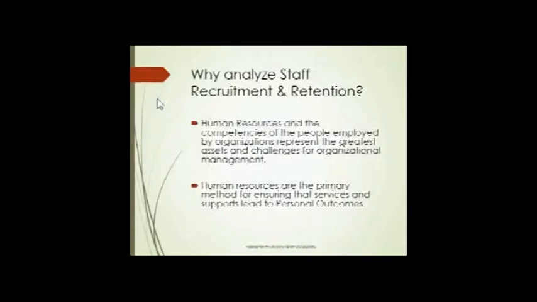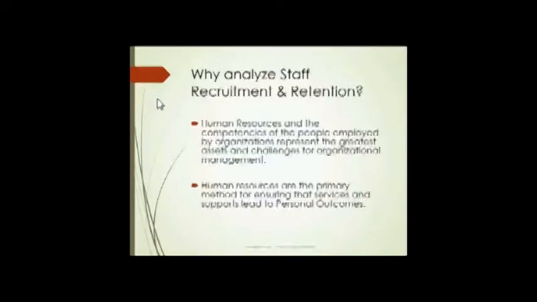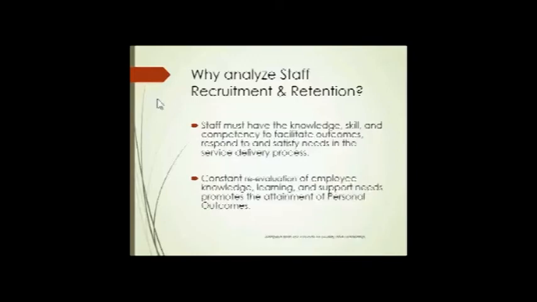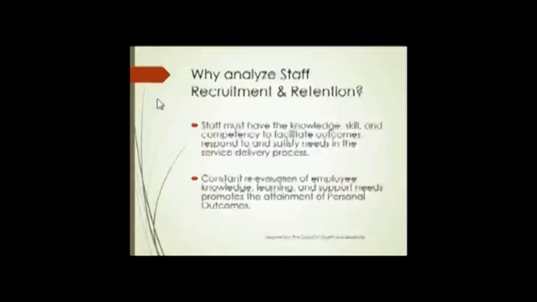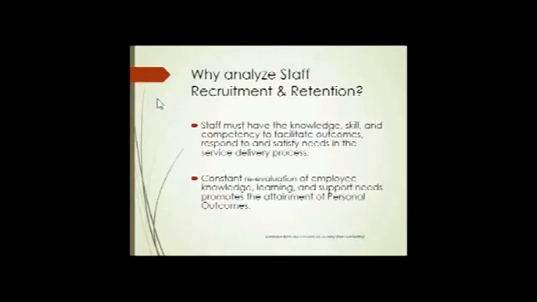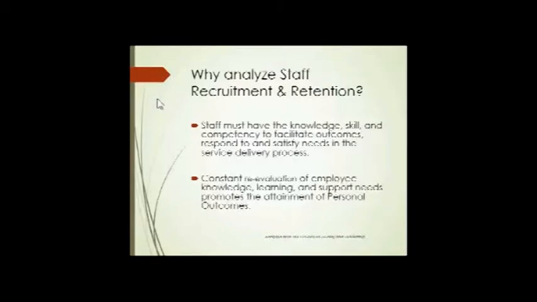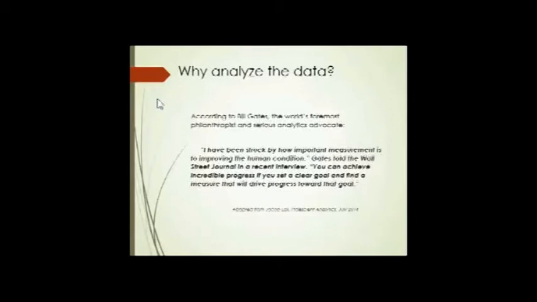So we asked then, why do we analyze the data? What will it tell us? Human resources and the competencies of people employed by organizations represent the greatest assets and challenges for organizational management. Also, human resources are the primary method for ensuring that services and supports lead to personal outcomes for the person being supported. Staff must also have the knowledge, skill, and competency to facilitate outcomes, respond to, and satisfy needs in the service delivery process. And constant reevaluation of employee knowledge, learning, and support needs promotes the attainment of personal outcomes for the person.